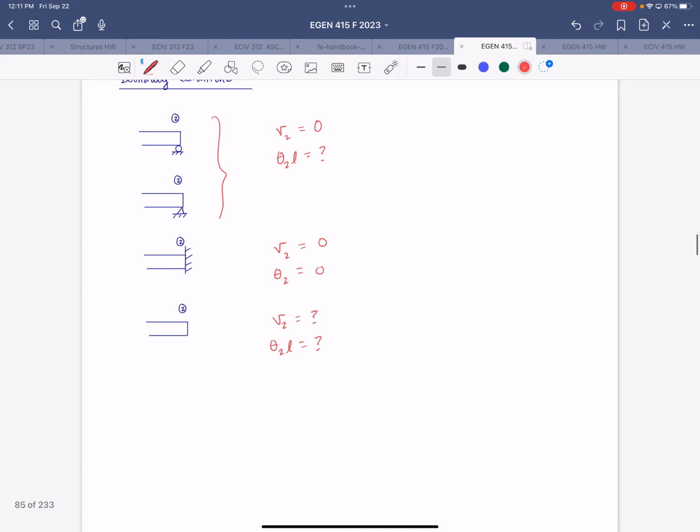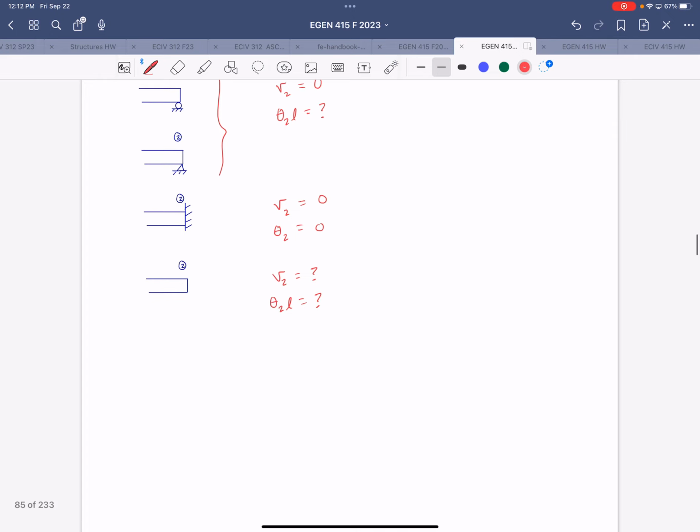And then there's a 4th one, or 5th one, I guess, that you may encounter, which is what we call a sliding clamp. This is a scenario where vertical displacement would be allowed, but rotation is not allowed. So in that case, we would not know the vertical displacement, but we do know theta 2 is equal to 0.